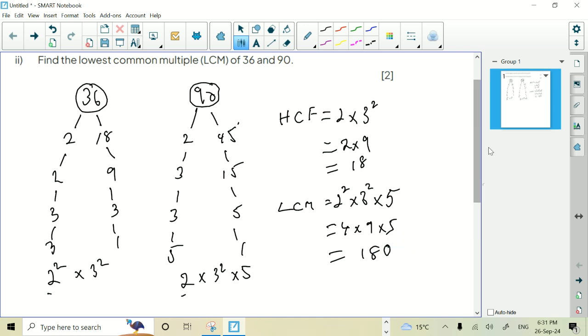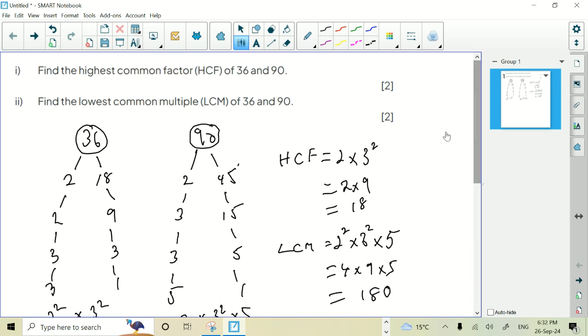So for 4 marks, you've found both the HCF and the LCM.